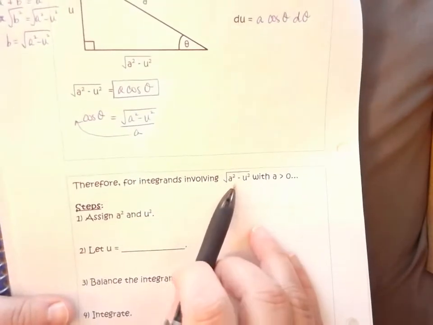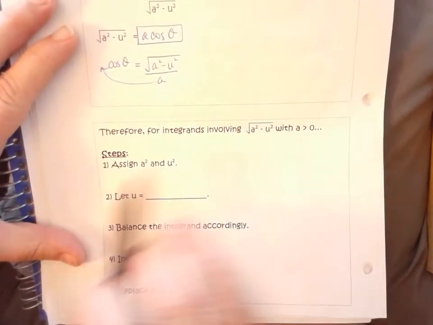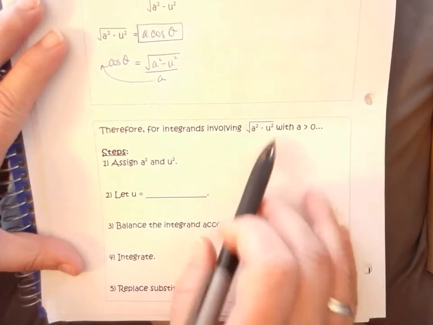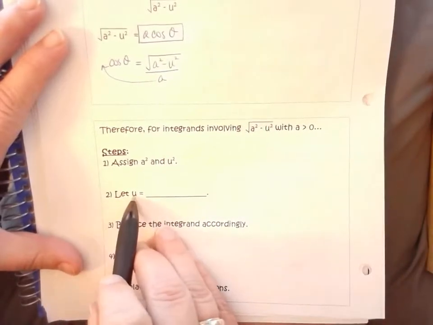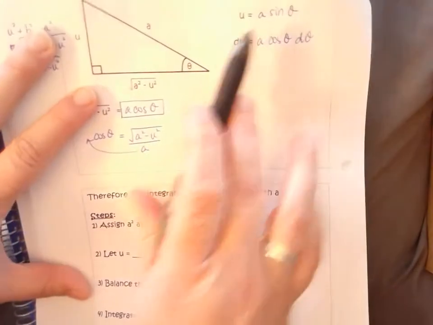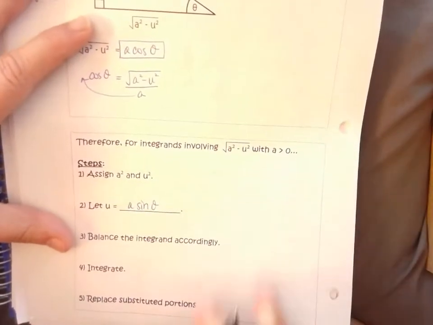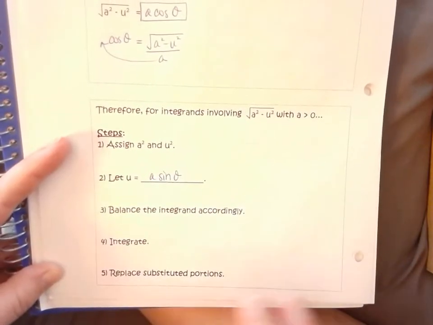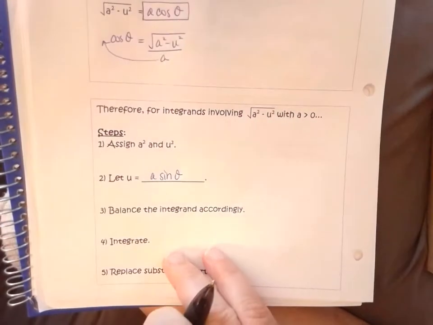So just a quick recap. If you have an integrand that involves the square root of a squared minus u squared, and a happens to be a number that's greater than 0, then assign a squared and u squared. Figure out which part of these is going to be equivalent to what. Identify what's going to be your constant, what's going to be your function. That shouldn't be too difficult. U is going to be equivalent to a sine theta. We're going to balance the integrand accordingly. We're going to integrate, and then we're going to replace. I'm going to do this the long way at first, and then you're going to see where there's some shortcuts that you can take later on. All right, first example.